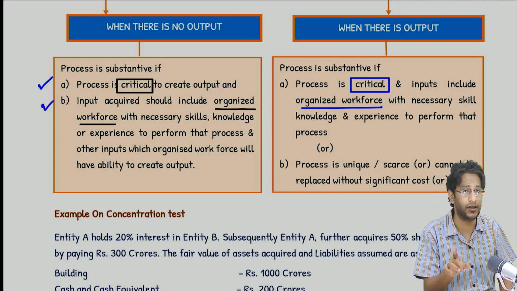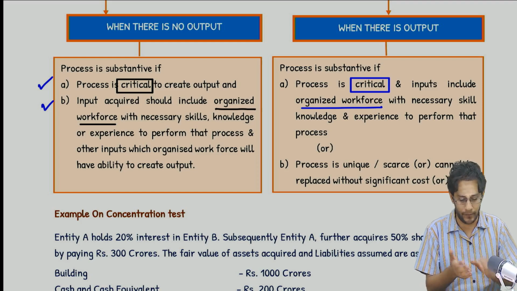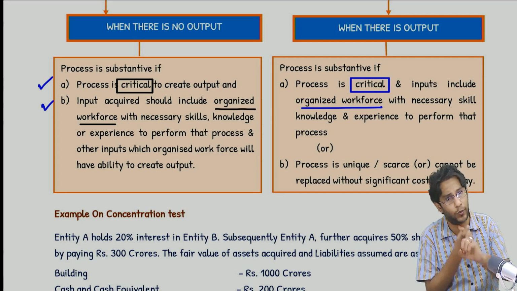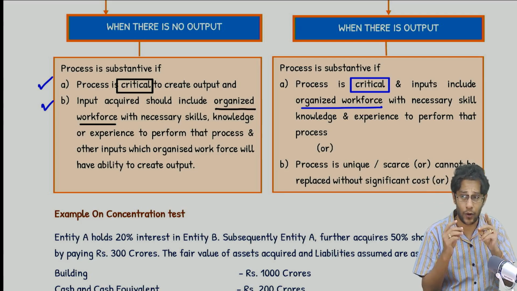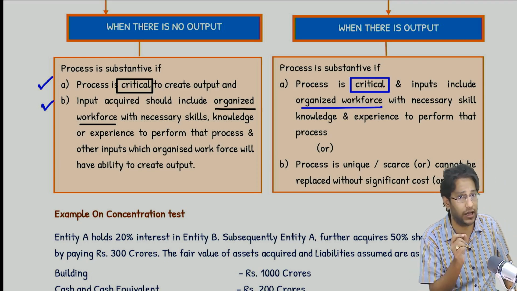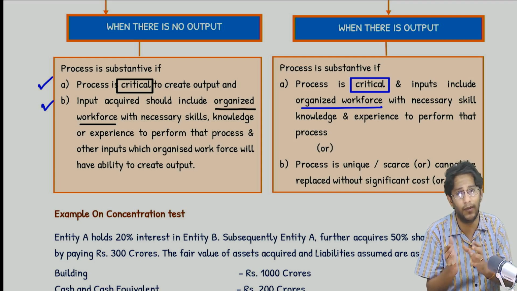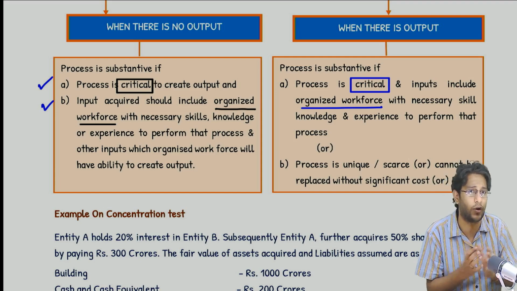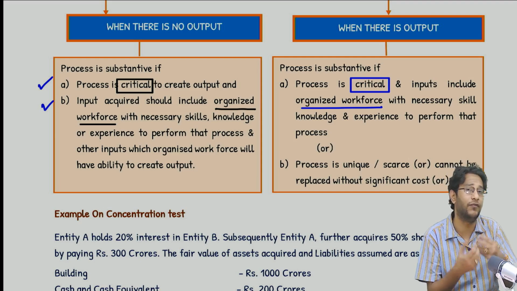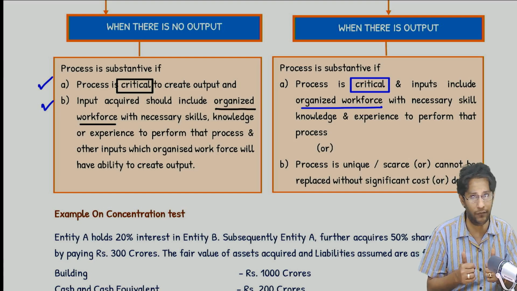Two points. But if you say that I am already generating output, then these two conditions you can pass again. You can say that the process should be critical plus organized workforce is also taken over. These two points satisfied, you are a business. If you say that I am not taking over the organized workforce of the other entity, then I'll ask you, is the process you are taking over a unique or scarce process, for which organized skilled employees are not required? The process itself is the most unique and scarce thing which is capable of generating output. In that case, even if you do not bring organized workforce, that is still fine with me.